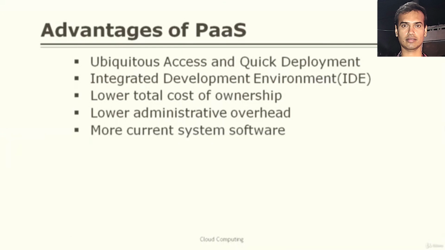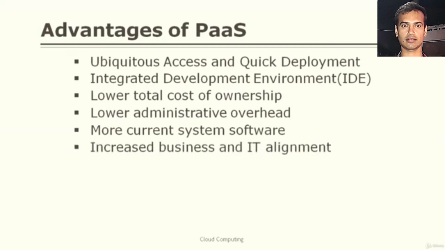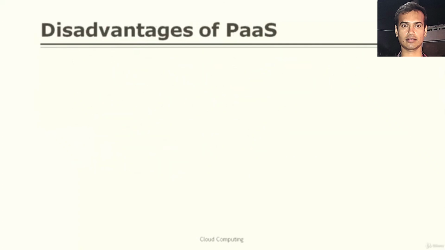More current system software: the updated software patches are automatically installed at the cloud provider's end, and are immediately available to the clients. It increases the business and IT alignment. And next is the scalable solutions. We can increase the resources as per our demand, or we can lower the number of resources as per our requirement. Like the advantages, there are some disadvantages of the PaaS as well.